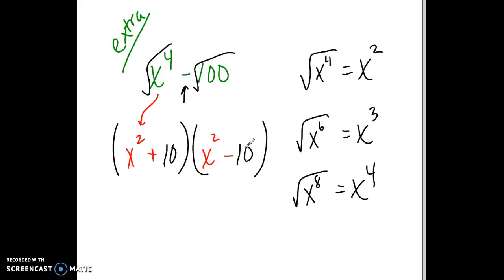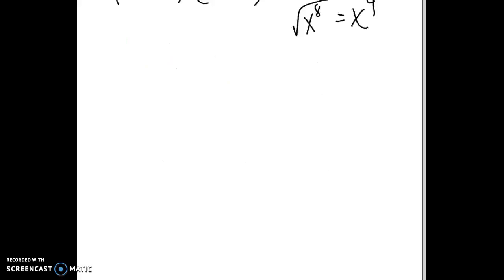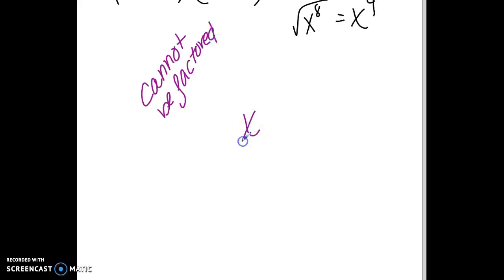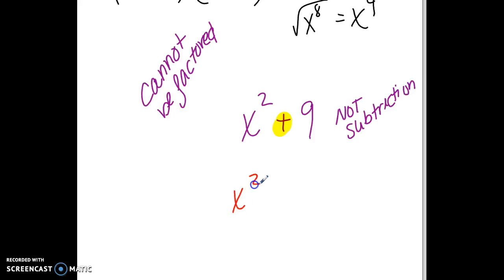All right, some other things. These are ones that cannot be factored. And let's talk about why these can't be factored. So I'm going to start with x squared plus 9. Okay, it cannot be factored because it is not subtraction. Let's talk about x squared minus 5. Okay, these are not perfect squares.